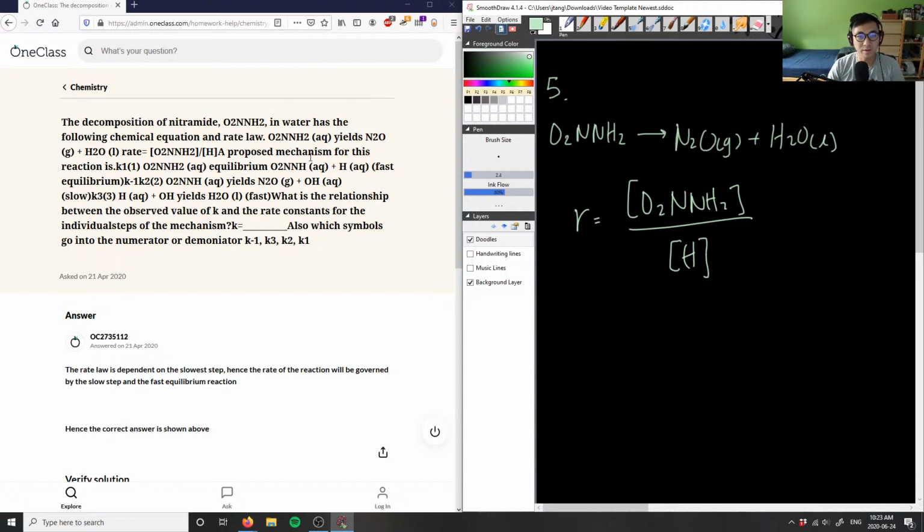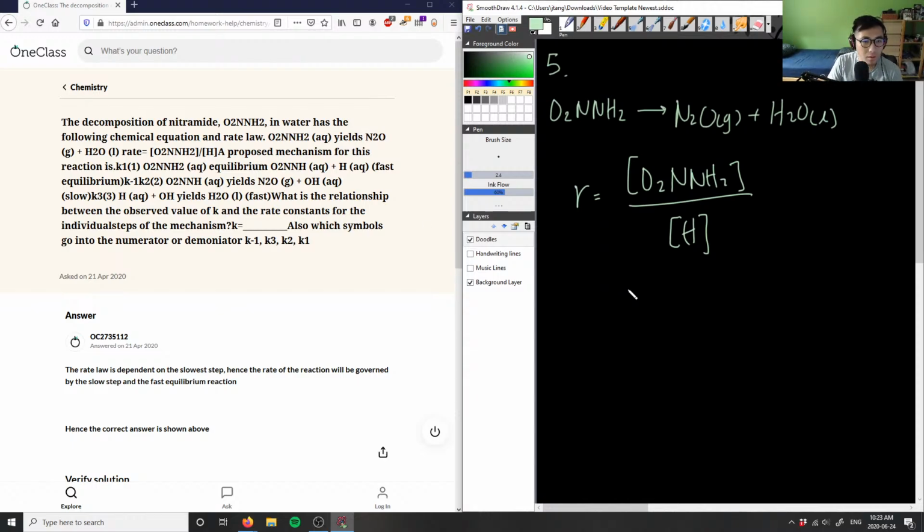So it says a proposed mechanism for this reaction is, oh, so they're actually going to break this out into mechanisms. Okay, that's fine then. So we have K1. So we have O2N and H2 plus H. So this guy is a fast reaction.